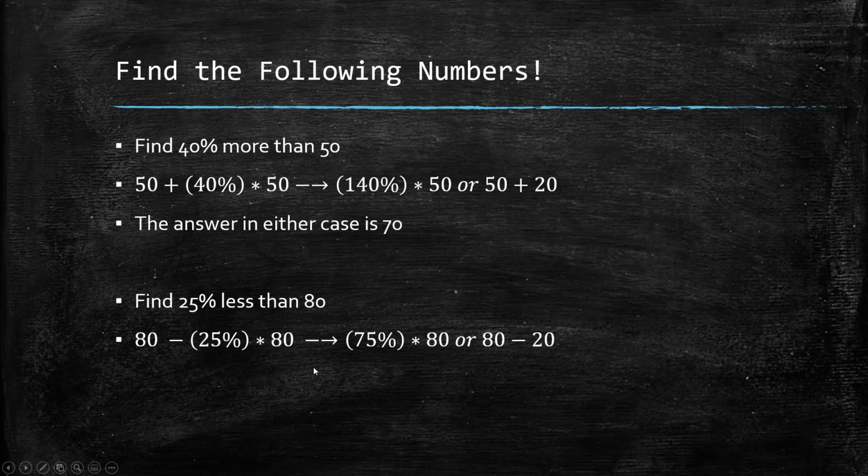And again, there's two ways that we can write this. So if this 80 is 100%, we're subtracting 25%. So that means that the new thing is we have 75% of 80. Or we can do this multiplication first, and 25% of 80 is 20. And we can say that this is 80 minus 20. So either way you like to do it, the answer is 60.